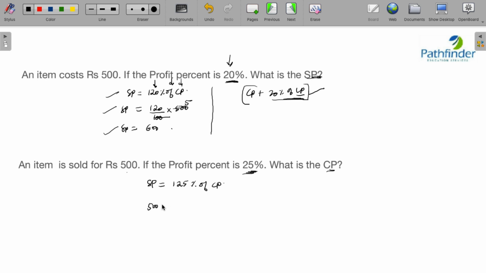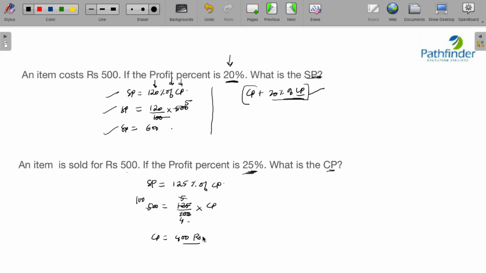So 500 is equal to 125 by 100 into CP. Now this is divided by 25. 25 5s are 125. 25 4s are 100. And again, 500 times gives you 500. So if you calculate this, you will get CP is 400.